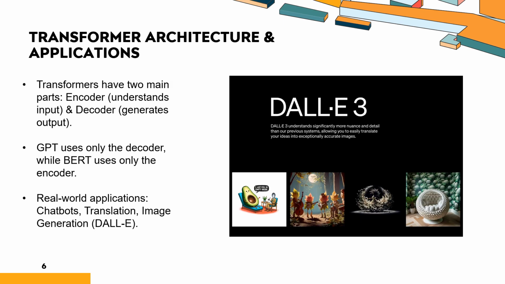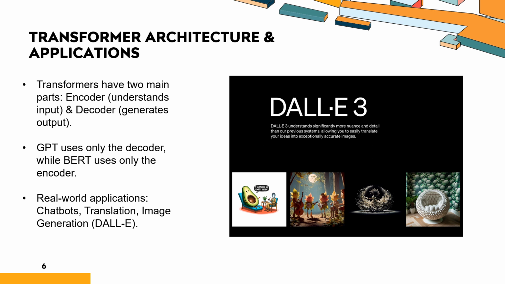So here is transformer architecture and applications. Transformers have two main parts: the encoder that understands inputs and the decoder that generates outputs. GPT uses only the decoder while BERT uses only the encoder. Real world applications: chatbots, translation, image generation like DALL-E that we have here on the right-hand side. I have an image of it. It generates images.